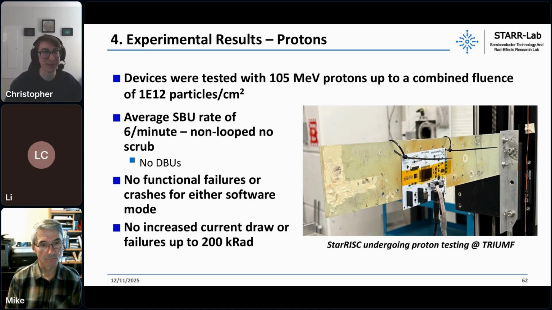A little bit boring that we sat there and waited for something to happen, but also exciting in that we had this inkling that this thing must be really quite robust and really quite rad hard, if we're not seeing any upsets or crashes here.